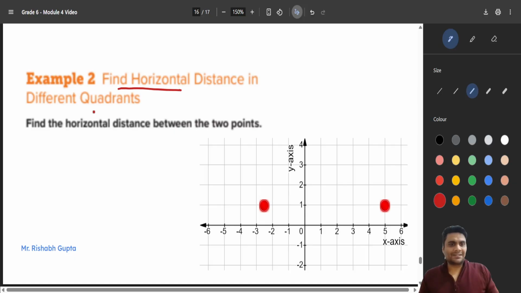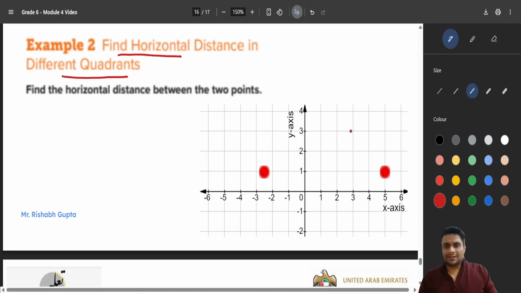Find the horizontal distance when they are in the different quadrant. Now if you check here in this question, this is quadrant 1, this is quadrant 2. My point A is in quadrant 1 and point B is in quadrant 2. Let's check their location first. What is the location of this point? Here in the x it is 5 and in the y it is 1.